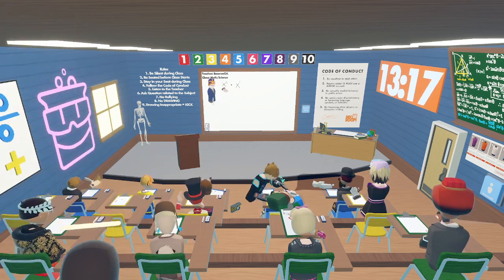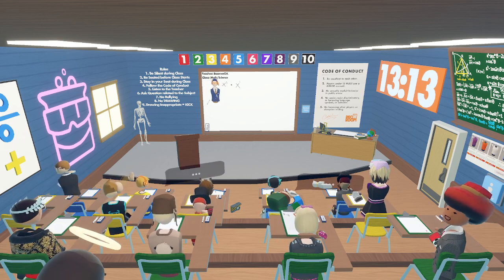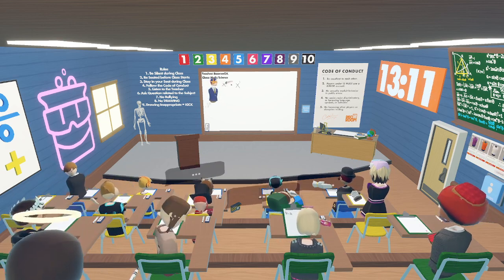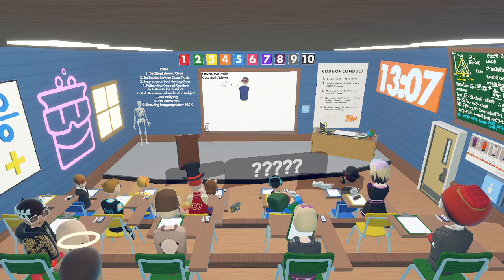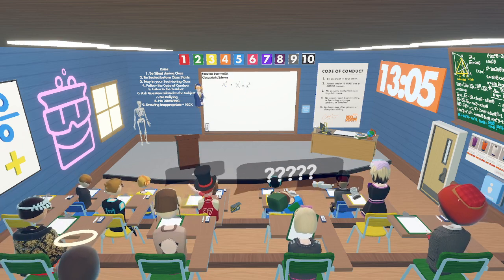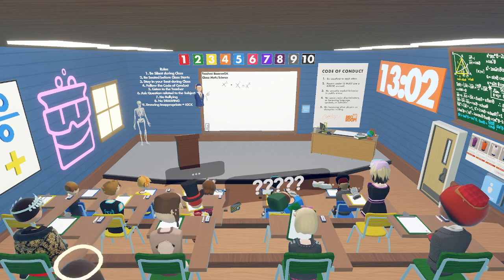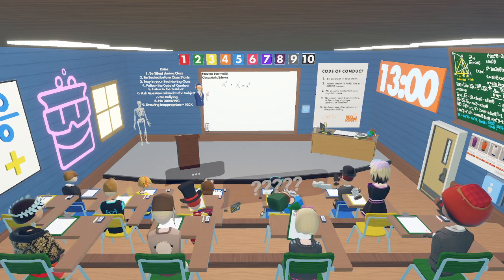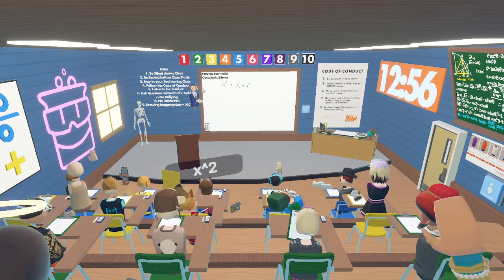Okay, so when you're multiplying variables together, you add the exponents together. So we have 1 plus 1, which is 2, and so you'll get x squared, okay? Does this make sense? Raise your hand if this makes sense. If this does not make sense, please raise your hand.